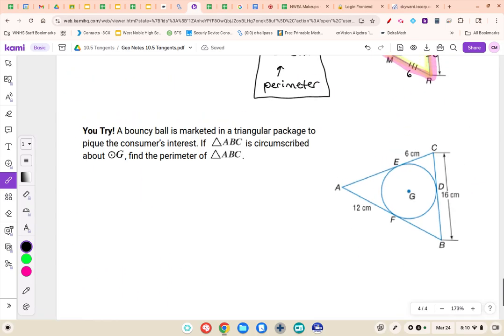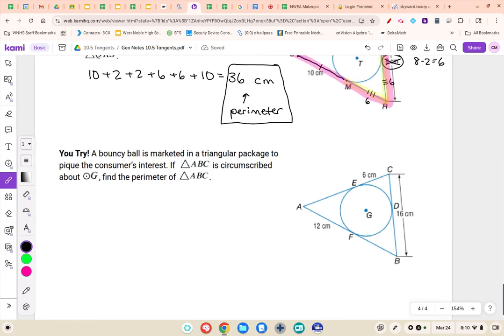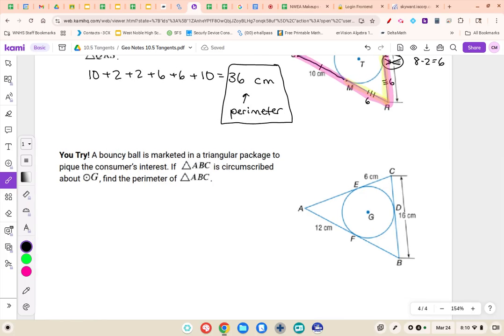Okay, you guys try the you try. Same idea. So it says a bouncy ball is marketed in a triangular package to pique the consumer's interest. If triangle ABC is circumscribed about circle G, find the perimeter of triangle ABC.